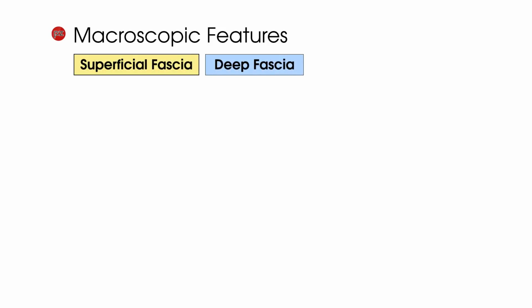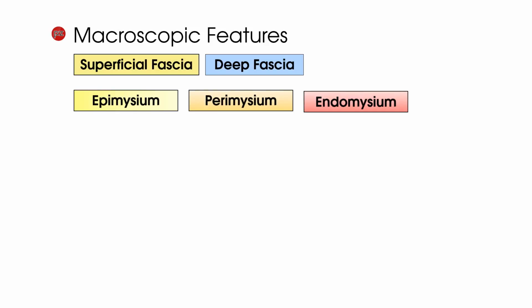So that's everything that I wanted to go through on this episode. Let's just recap what we've gone through. We've looked at superficial and deep fascia. And then we've looked at those 3 connective tissue layers, the epimysium around the muscle, the perimysium wrapping it into fascicles, and the endomysium around the muscle fibers.